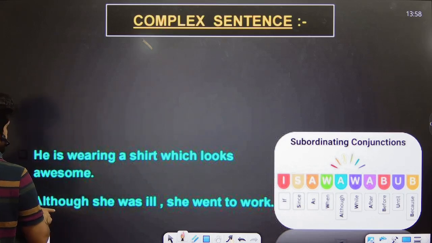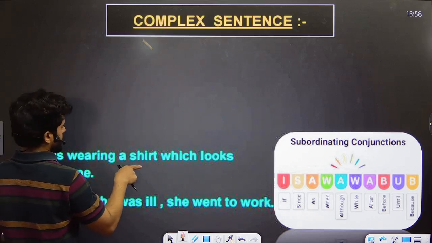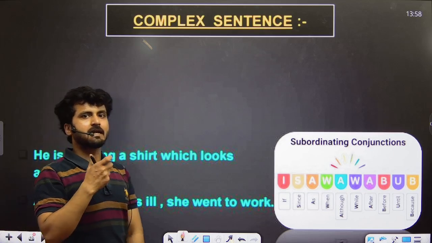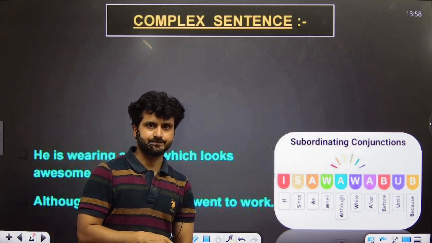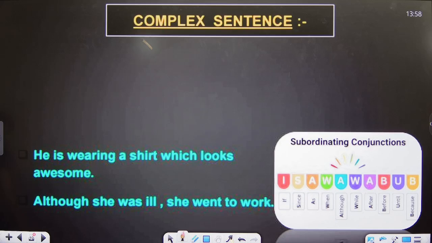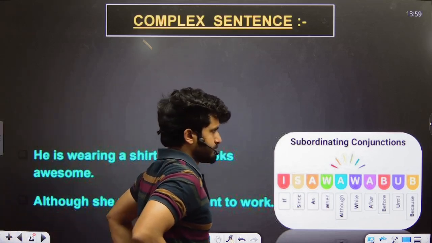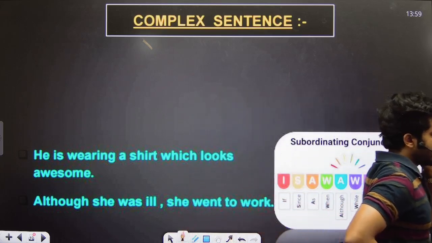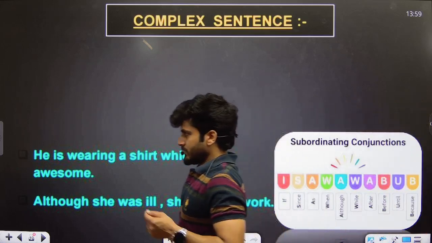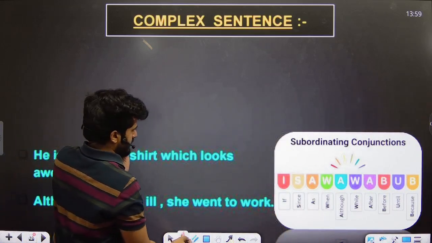Like here you can see, although, wearing a shirt, which looks. Got it? So these are all kinds of complex sentences. In the case of complex sentences, we are going to see that we have one independent and one dependent clause. One independent and one dependent clause. So let's write it here.